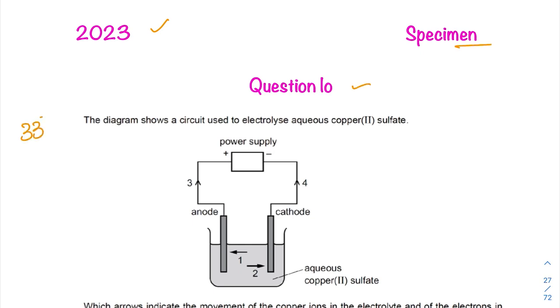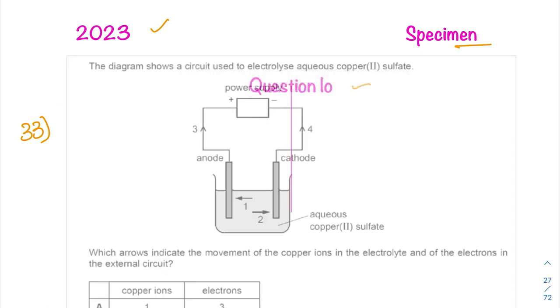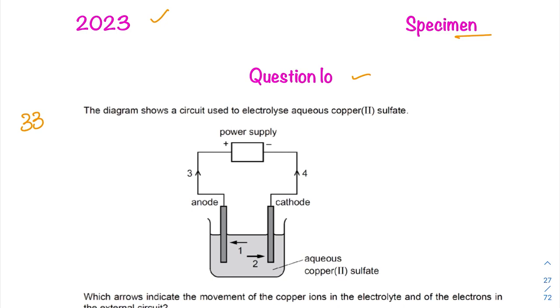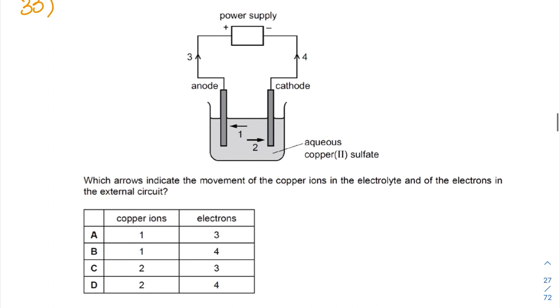So question number 33. The diagram shows the circuit used to electrolyse aqueous copper sulfate. Which arrow indicates the movement of copper ions? We know that copper ions are nothing but positive ions. The positive ions will always go towards the negative electrode. Which is the negative electrode over here? The negative electrode is the one connected to the negative power supply. The cathode is connected to the negative power supply, so the cathode is the negative electrode. So copper ions will be going towards the cathode.